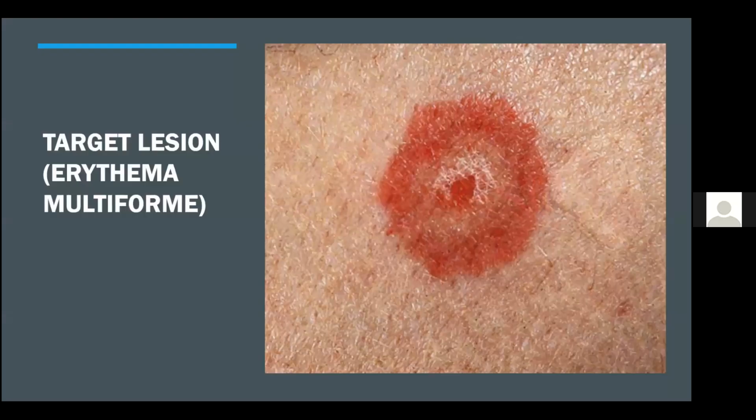This is a typical target lesion you get in erythema multiforme, and there are three components. The one is the dusky central area, which can often be a little blister, and the dark red inflammatory zone with the pale ring of edema, and then the erythematous halo.